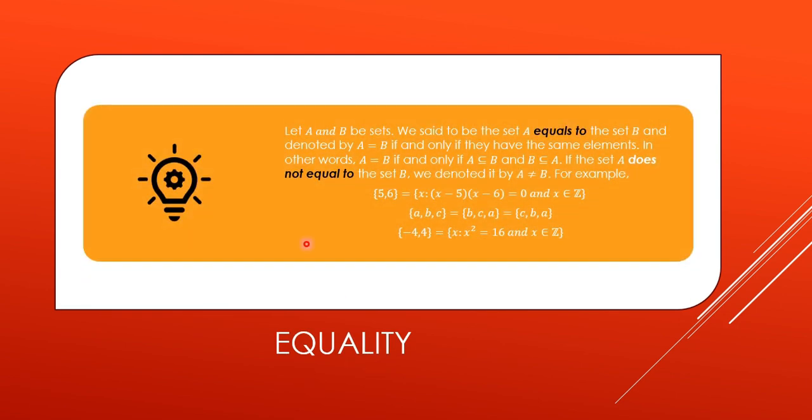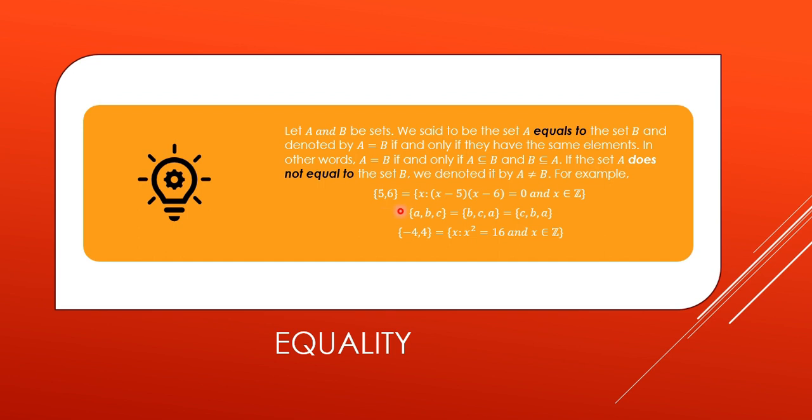Equality. Let A and B be sets. We say the set A is equal to the set B, denoted by A equals B, if and only if they have the same elements. In other words, A equals B if and only if A is a subset of B and B is a subset of A. If the set A does not equal the set B, we denote it by this.